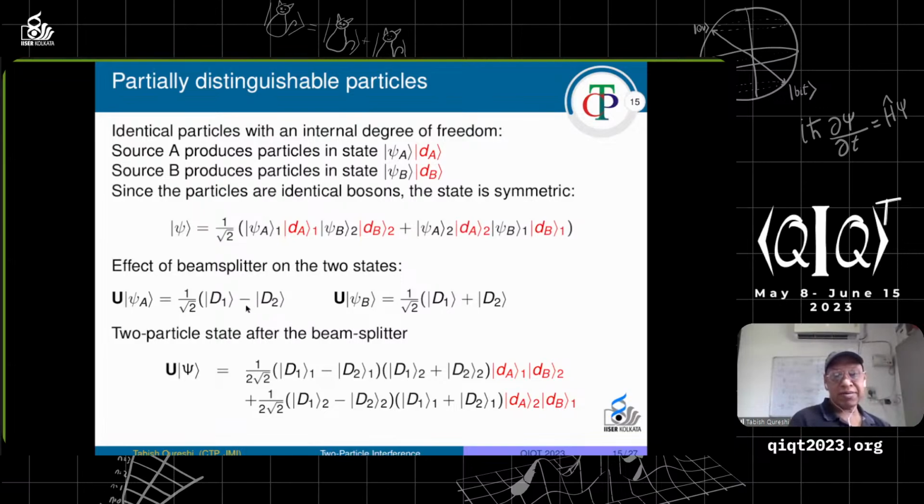And you might ask why there is a minus sign here and a plus sign here. People from optics would know that reflection from the upper surface and the lower surface in a half-silvered mirror actually makes a difference in the phase. That is the reason for this phase. So now the two particle state after they have passed through the beam splitter is the following. You apply this U operator on this state, and this is what you get: D1 minus D2 for particle 1 into D1 plus D2 of particle 2, plus D1 minus D2 of particle 2 and D1 plus D2 of particle 1.